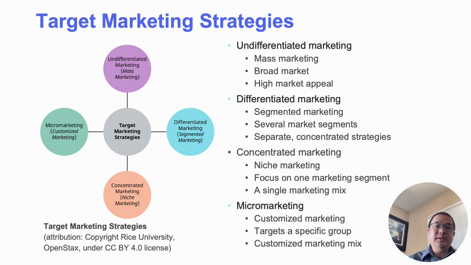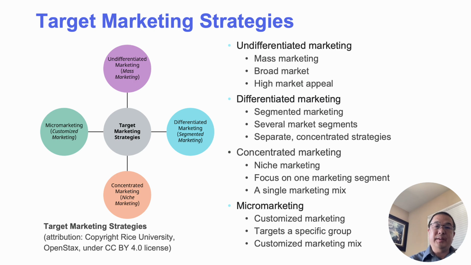Number 1, undifferentiated marketing or mass marketing. The company uses one marketing strategy for the entire market. The slide describes it as mass marketing, broad market, and high market appeal. The company assumes most customers have similar needs. The characteristics are one product, one advertisement, one marketing message for the entire market.